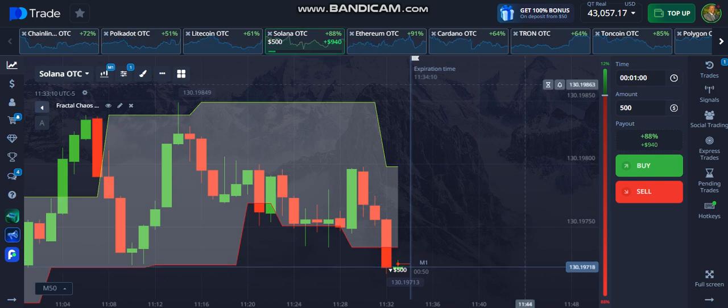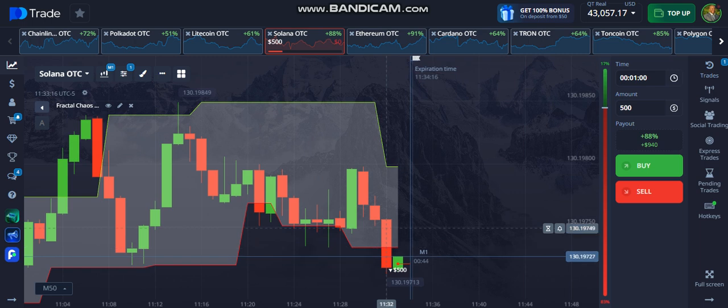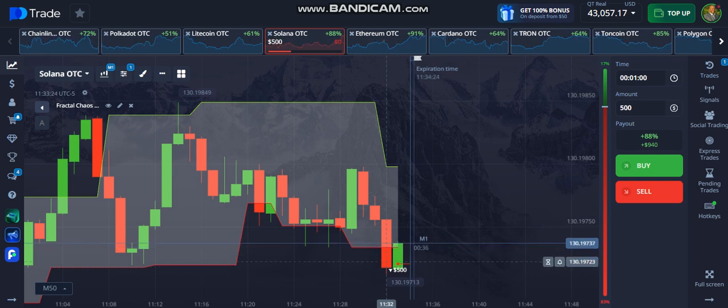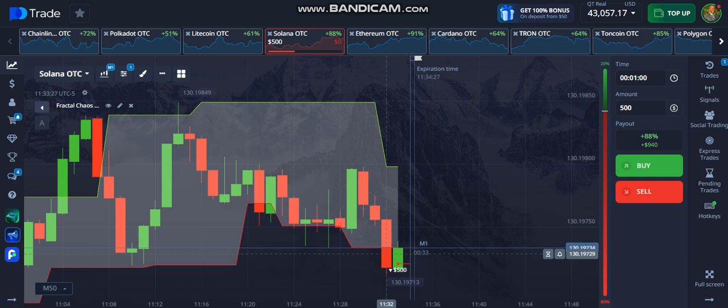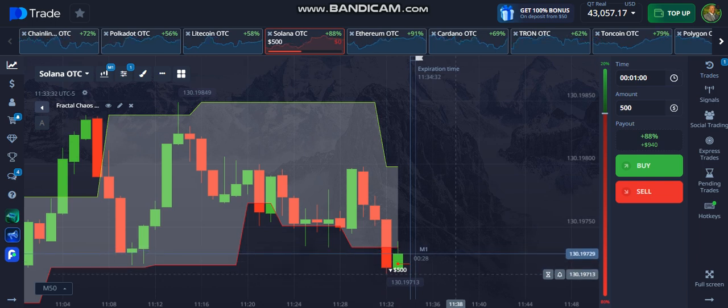Okay, so I'm on Solana and I just took a sell trade. And the reason why I took the sell trade here is, if you notice, this previous red candle closed outside and below the Fractal Chaos band area here, suggesting a bearish movement to the downside. So let's monitor this trade and wait for the expiry.